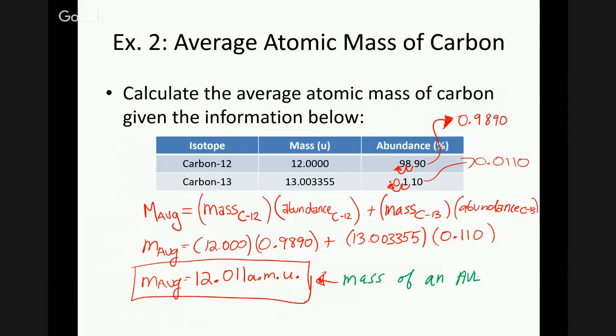of an average carbon atom. And what I want you to notice is that there's no such thing as a carbon atom that weighs that. Some carbon atoms weigh 12.000. Some weigh 13.003355. None of them weigh 12.011. But that's still the average.